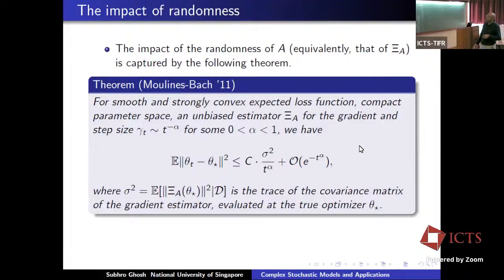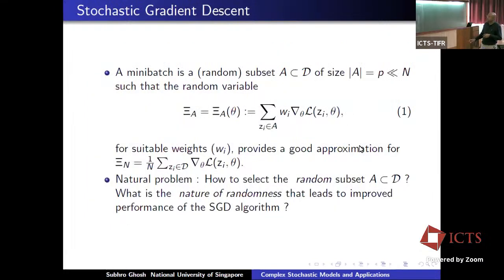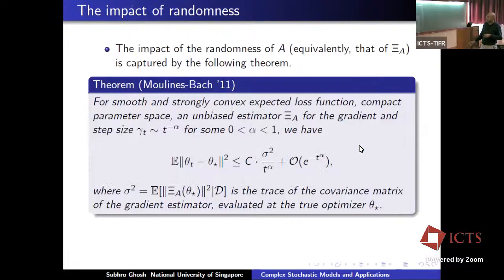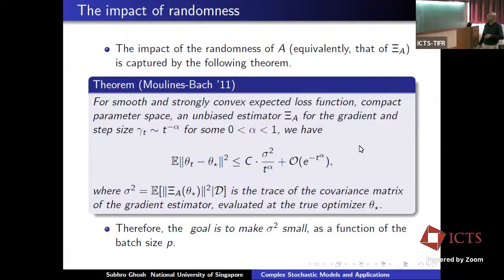So basically, here T is the number of steps you have already taken. If you can reduce the fluctuations of this, if you can choose the subsample A, the mini batch A, such that the variance of this gradient estimator is suppressed, then you are going to do much better with respect to convergence of gradient descent.